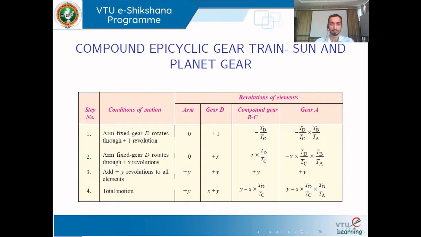In the tabular column, when the arm is fixed and you give one rotation to the sun gear, the arm is given zero. The elements in the gear train are the arm, gear D, the compound gear, as well as gear A. Initially we give one rotation to the sun gear. The gear D is meshing with gear C, so the speed of the compound gear C would be equal to minus TD by TC into ND, opposite in direction, which is why the minus is put. ND here is 1. This is the equation that you get for the speed of gear C.